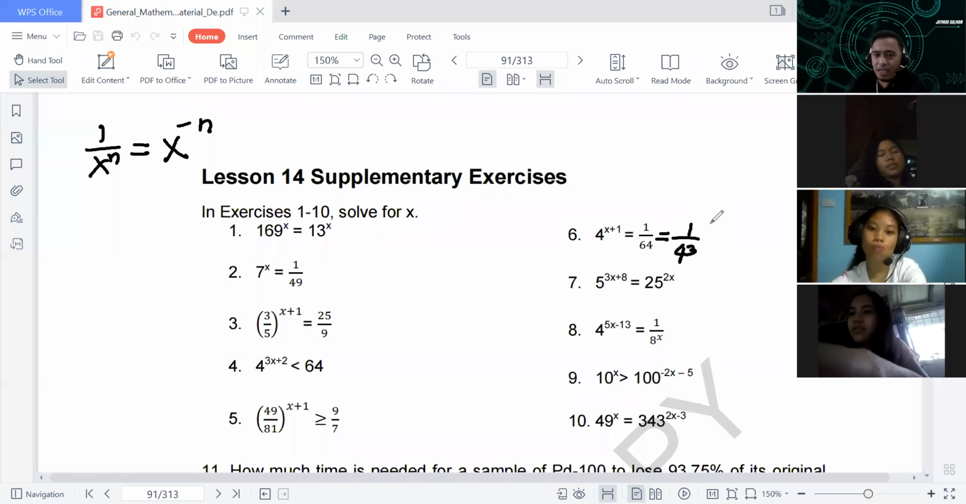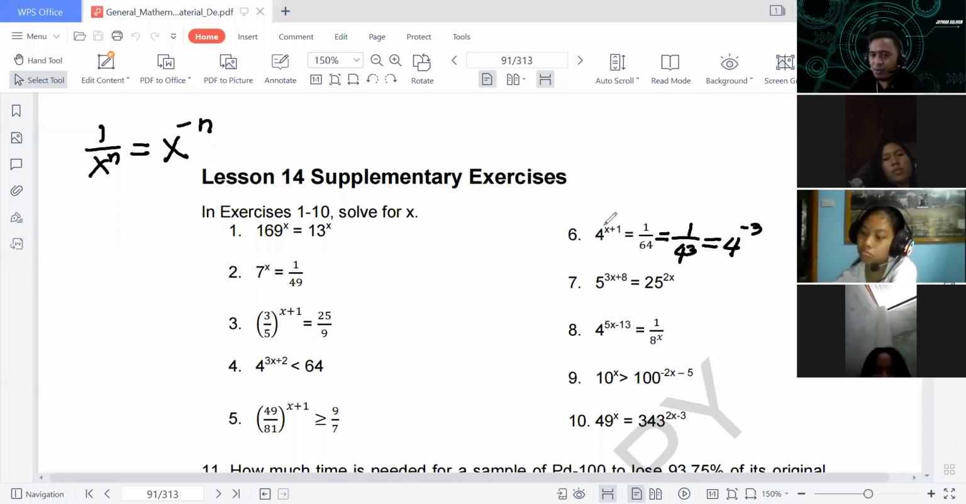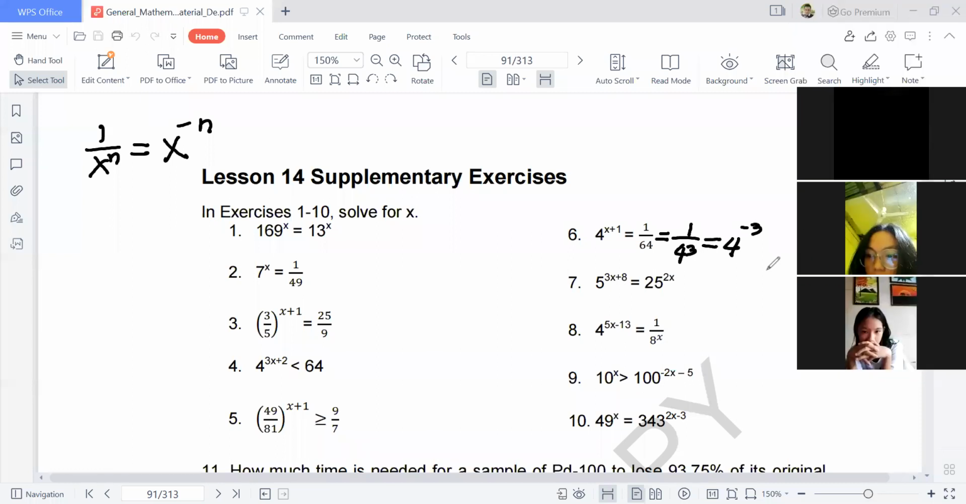Diri nga portion class, kung gamitan nimo ingon ani nga idea, sa ato pa kini nga part can be written as 4 raised to the negative 3. Kini nga portion, di ba? Kita ninyo using this? So now, if you look at here, their base are the same. Right? So their base are the same.